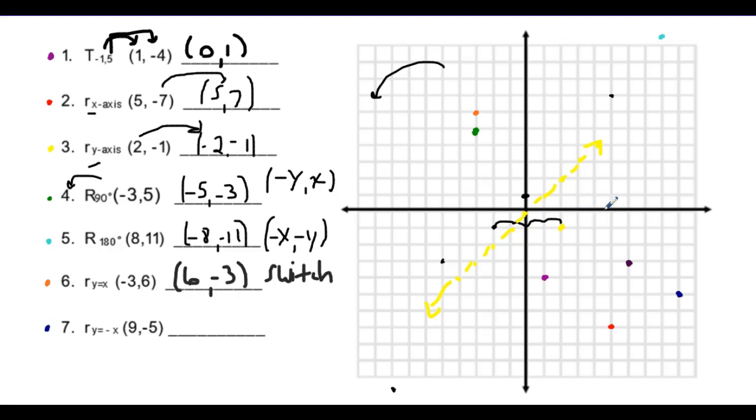1, 2, 3, 4, 5, 6. 1, 2, 1, 2, 3. Oh, I'd already plotted this before, and I didn't realize that. So this orange point, when I reflect it in the line y equals x, this distance duplicates over to here.